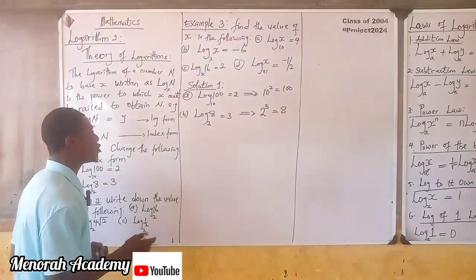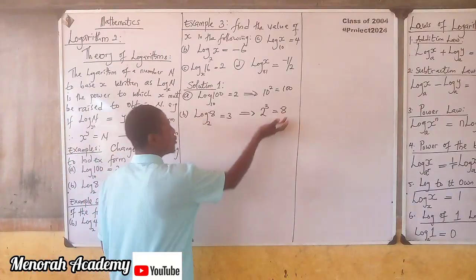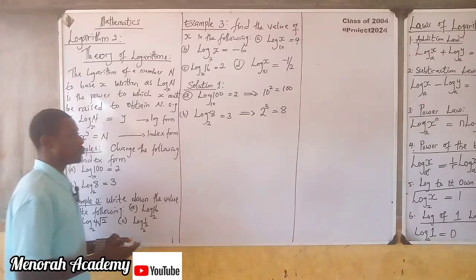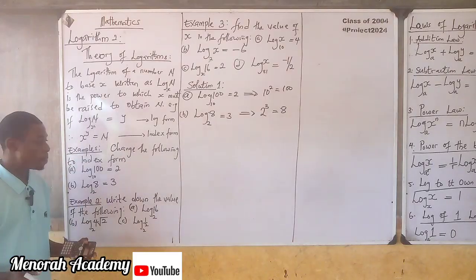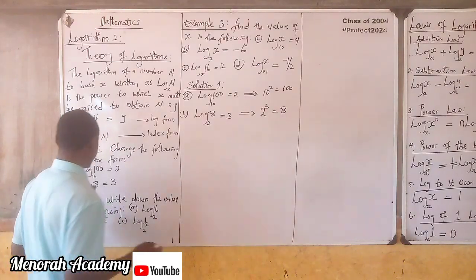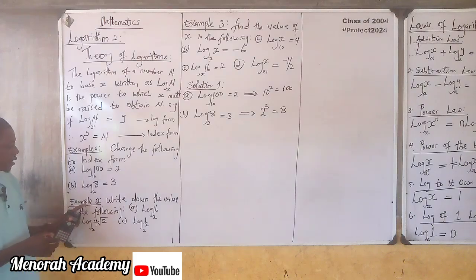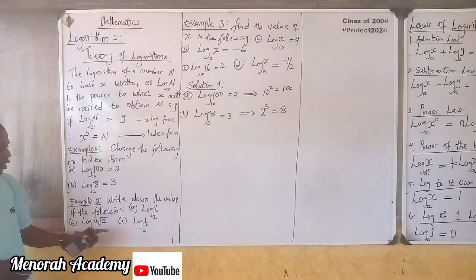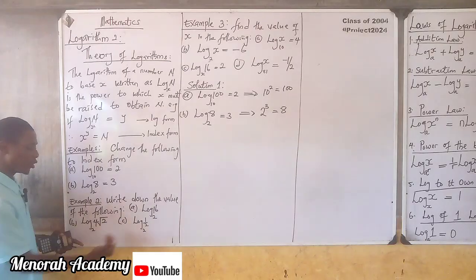Okay, so this is how to change from log form to index form, and you can also change from index form to log form in case you are asked to do so. Alright, now example 2, very fast. Example 2 says, write down the value of the following. We are going to write down the value of the following logs.